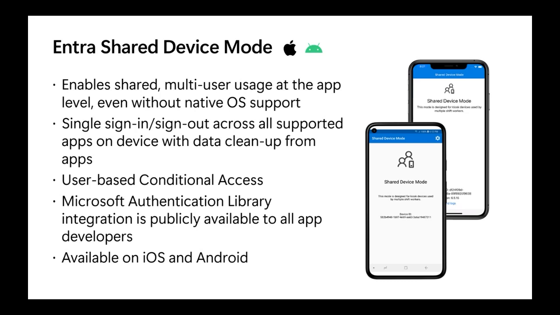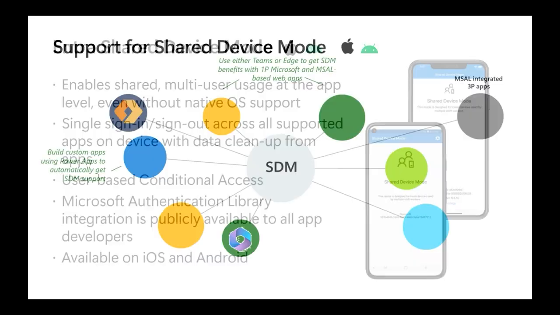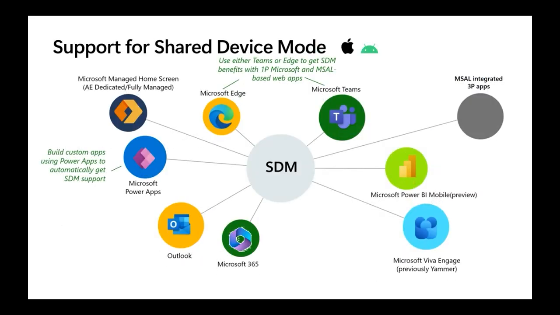Shared device mode also supports user-based conditional access, and you can get this type of single sign-in, sign-out functionality by integrating with the Microsoft Authentication Library, which is available to all app developers. And this is available on both iOS and Android. So here are some of the apps that shared device mode is integrated with by default. For the apps that you see on the screen, you don't require any changes, so the app just needs to be installed on the device from the App Store, and you get the benefits that come with shared device mode.